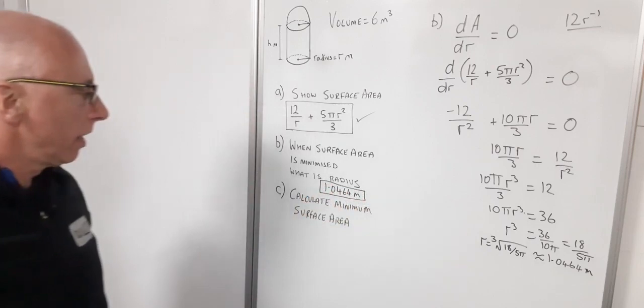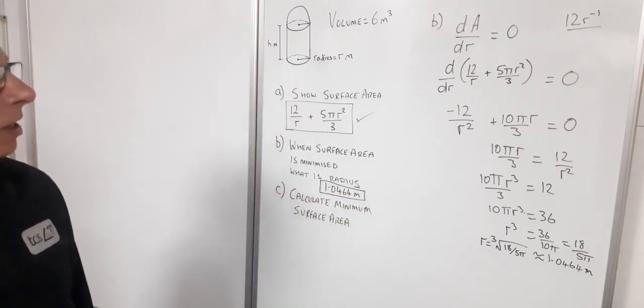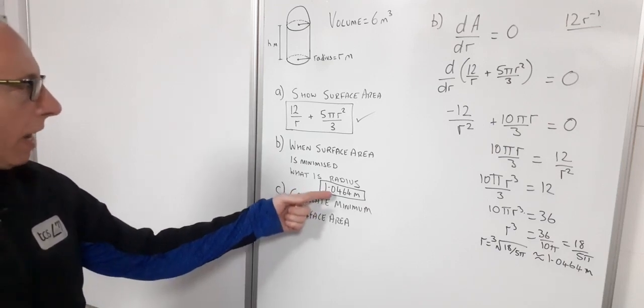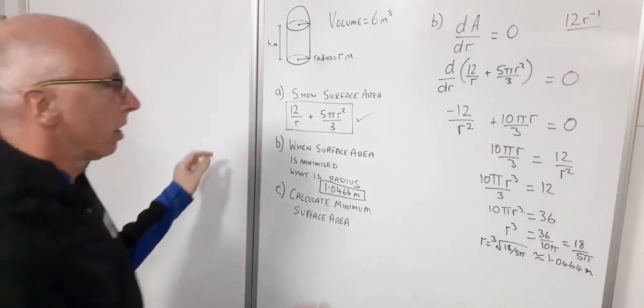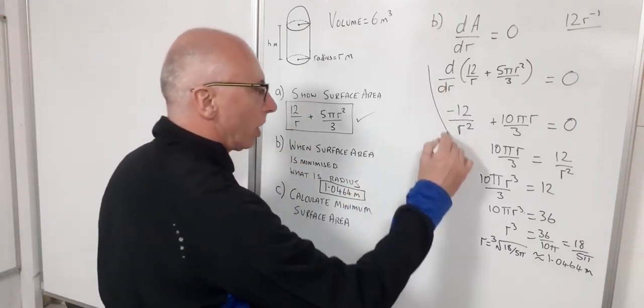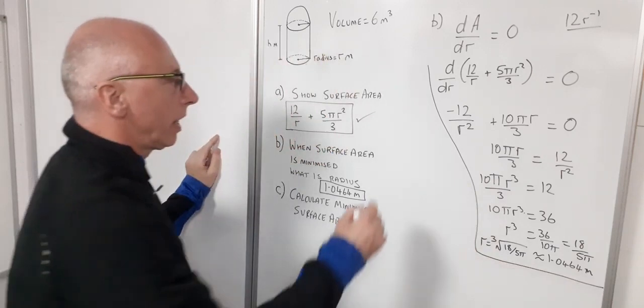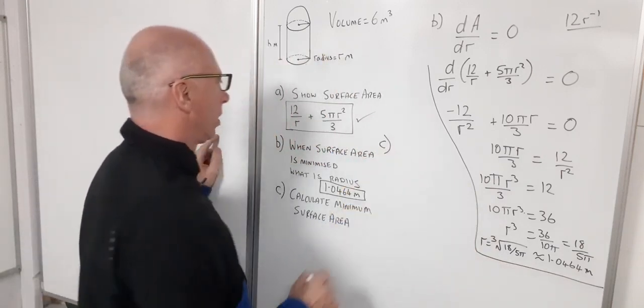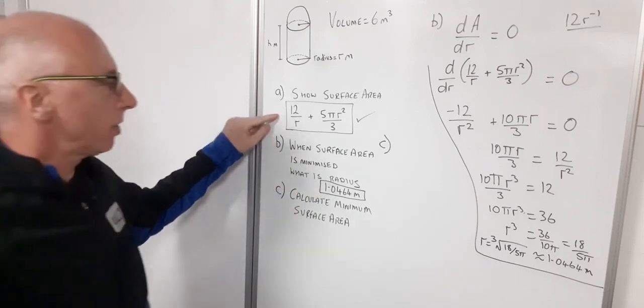Okay. Now, what is the minimum surface area at that radius? Well, all I need to do is plug that value into here and I'll get the answer to my part C. So let's just draw a line along here, leave that there. Now let's go for part C. So what's my area when it's this value? So let's just plug the values in.